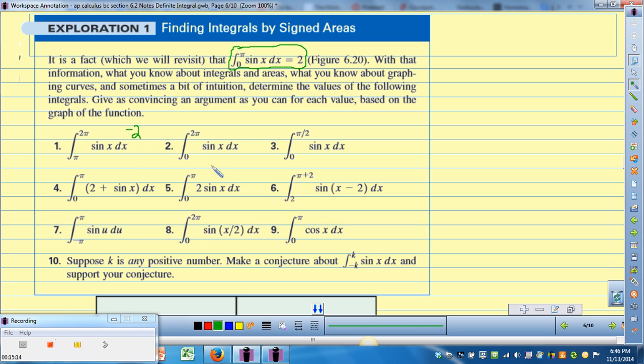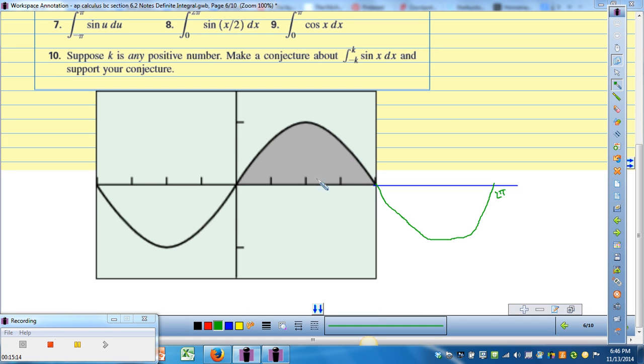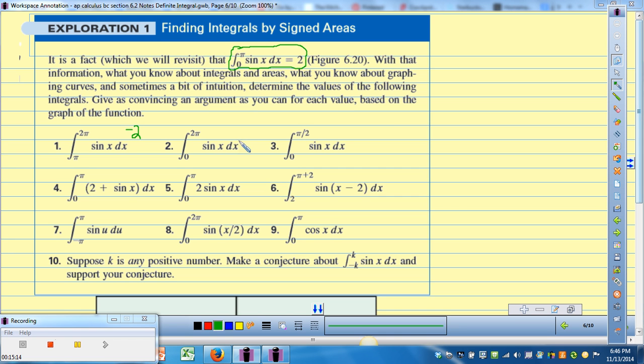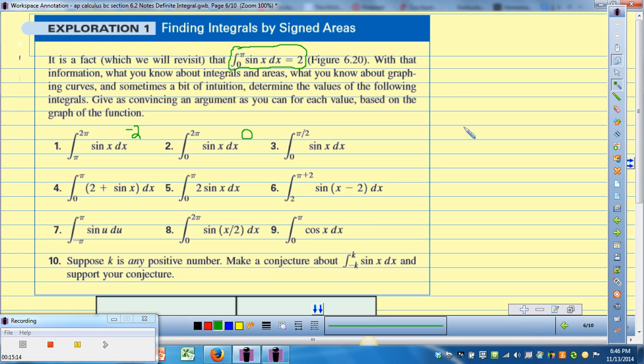Number 2 is the integral from 0 to 2 pi of sine x dx. So let's go back down and look at our graph. So here is 0, and here is 2 pi. This value is 2, and this value is negative 2. So that integral would be equal to 0. Next, 0 to pi halves, back down to the graph. Well, pi halves would be right here, which is half of our original function. So the value of that integral would be 1.